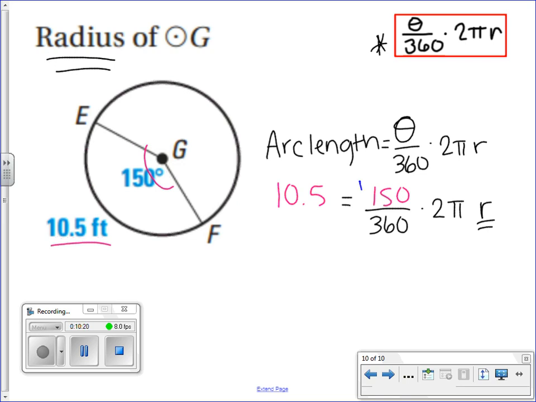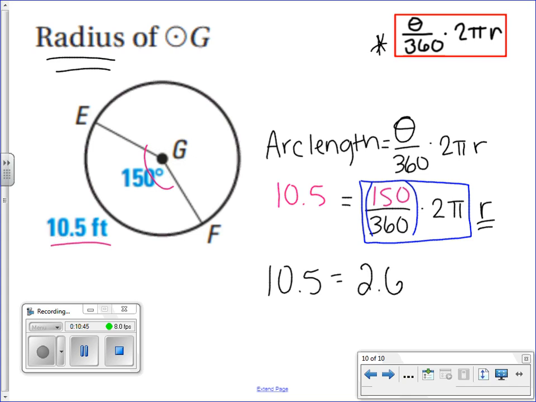Remember, everything that I'm highlighting right now in blue is just a number. Just a crazy number that's not simplified. If I plug all this in my calculator, and don't forget parentheses here, I can simplify that. So I then have 10.5, that doesn't change, is equal to everything in blue here. If I simplify that, it simplifies to 2.618 times r.